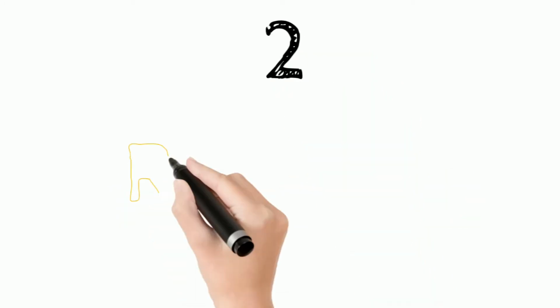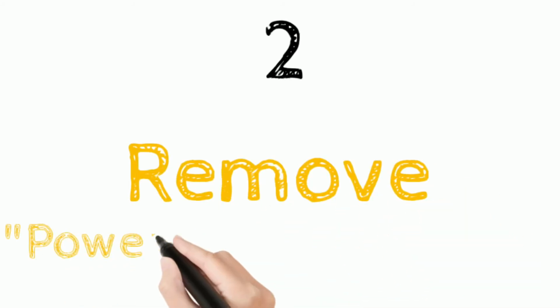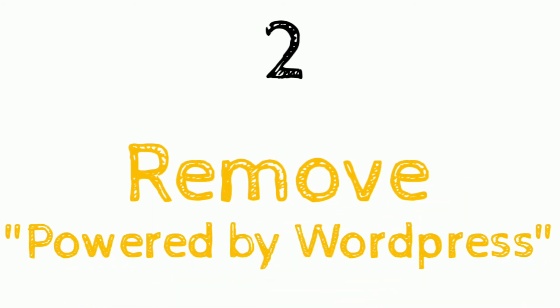So the second one is Remove Powered by WordPress. This is one of the basic plugins that you can use, because whenever you create a website or your blog, at the bottom section, where you have the copyright option, beside that or below that, you'll have this written: powered by WordPress. It is provided by WordPress by default, but there is this plugin that you can use to remove that if you want. If you don't want to tell people that you have created your website or blog with WordPress, you can hide it. You just have to install and activate this plugin and it will be removed.